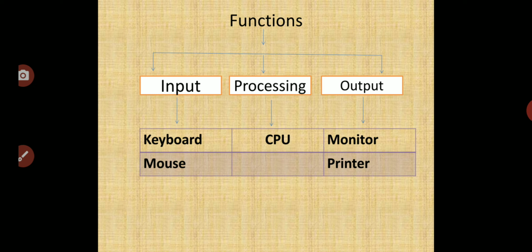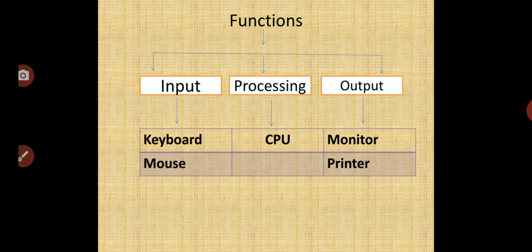Okay, in the fill up the question, it will ask: keyboard and mouse are dash device. So you know the answer, keyboard and mouse are input device. The same question will ask, write the two names of input device. Then you know the keyboard and mouse are input device. Same, monitor and printer are dash device. Monitor and printer are output device.